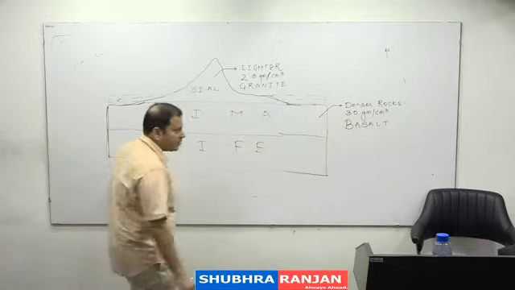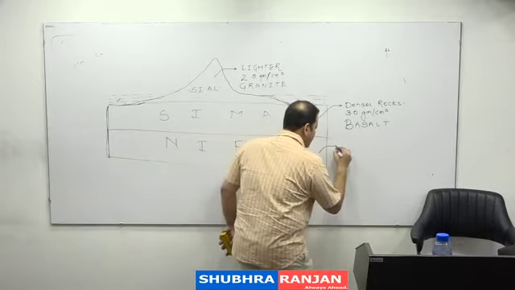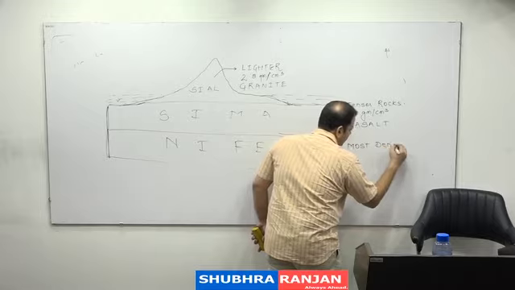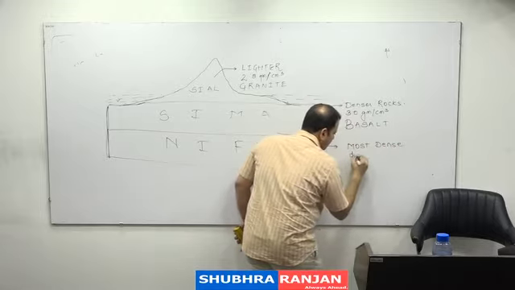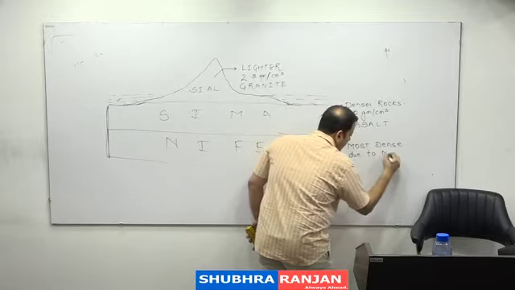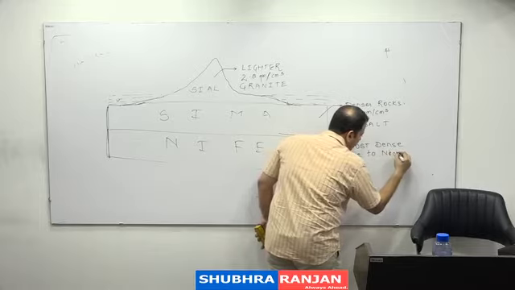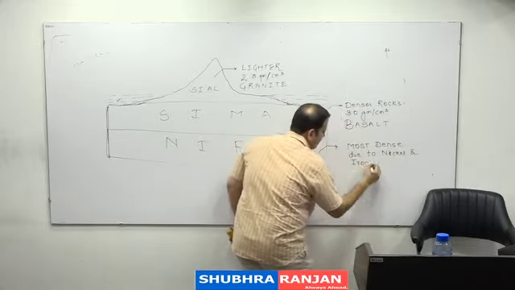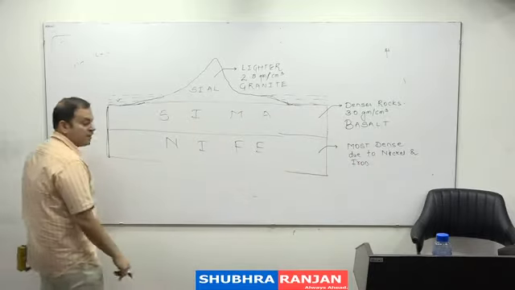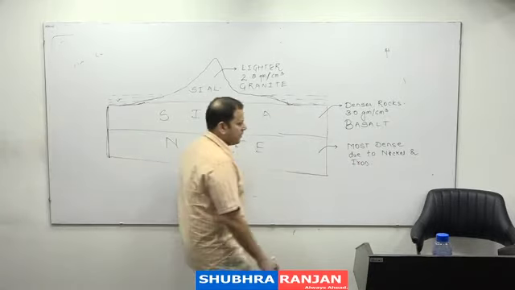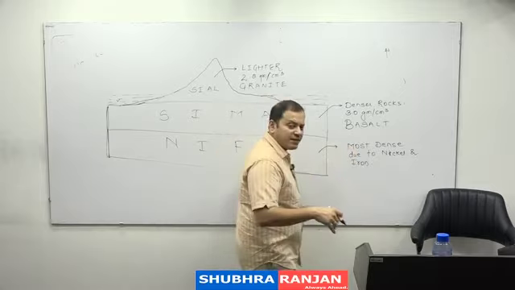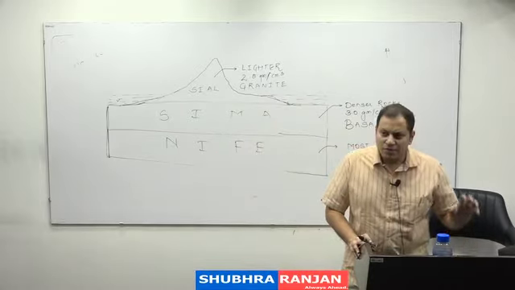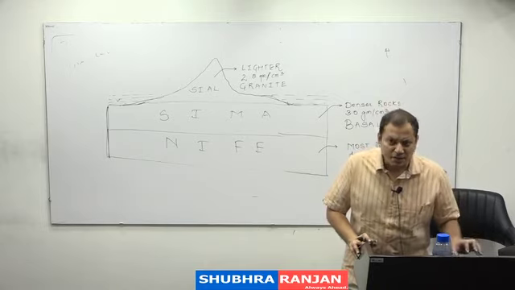And then the innermost part of the earth, this is the most dense due to nickel and iron. It is very, very dense due to the presence of nickel and iron, having a density of greater than 15 grams per centimeter cube. So this is the older view regarding the interior of the earth.